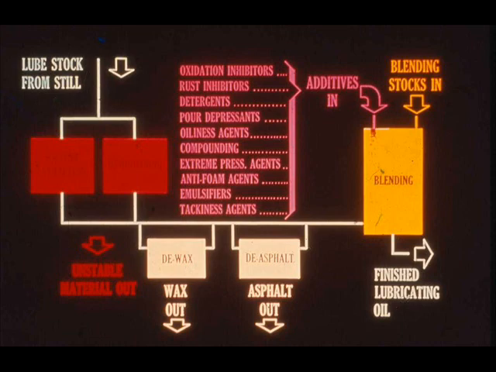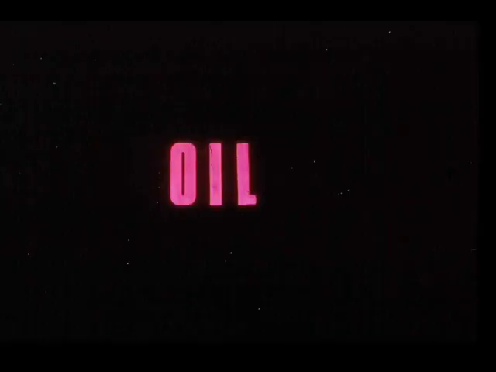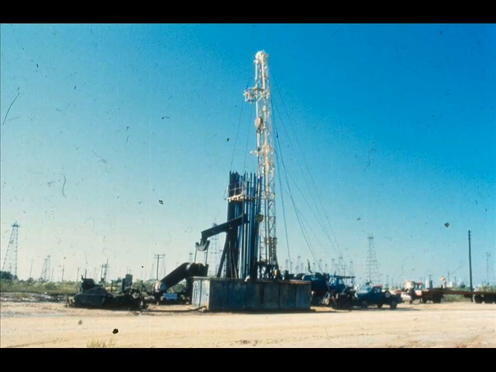Lube stock comes from the pipe stills, then goes through a solvents extraction process on a hydrofiner, then to the de-waxing and de-asphalting units, where wax and asphalt are removed. Additives and blending stock are mixed in to form a finished lubricating oil. The basic petroleum lubricant is lubricating oil, which is often referred to simply as oil. This complex mixture of hydrocarbons represents one of the important classifications of products derived from the refining of crude petroleum oils.